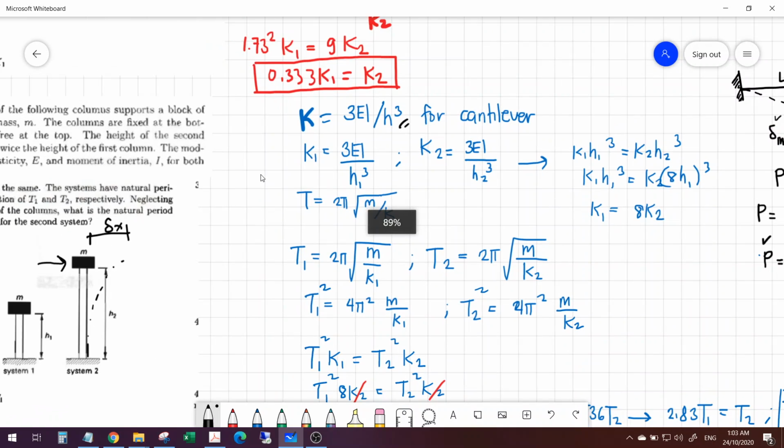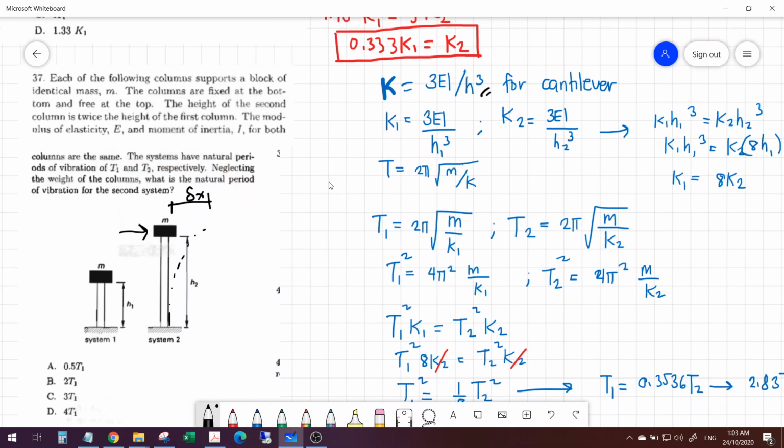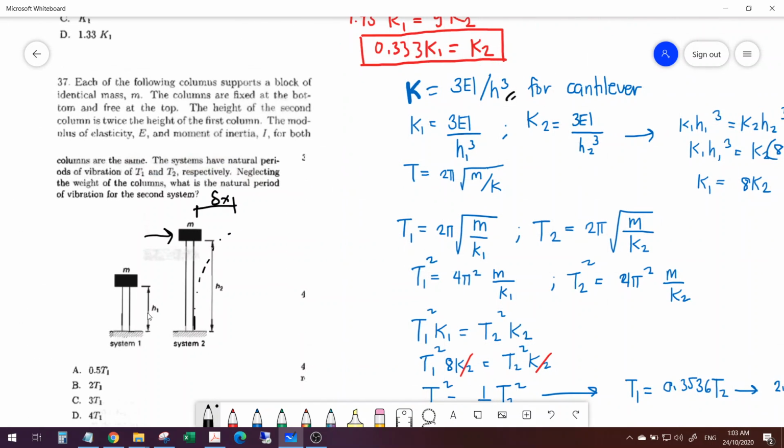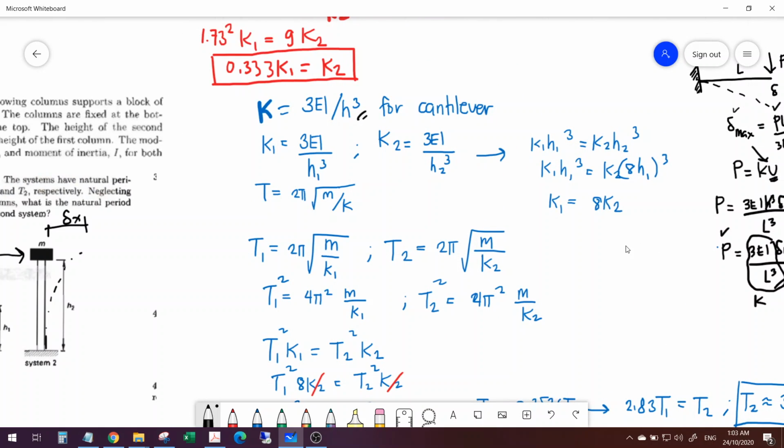So yun. So setup natin, K1 is equal to 3EI over H1 cube. K2 is 3EI over H2 cube. But take note, H2 is twice the H1. Okay? So rewrite natin siya dito. Since same yung elasticity, same yung inertia, because same yung cross section, so maka-cancel out lang yan.